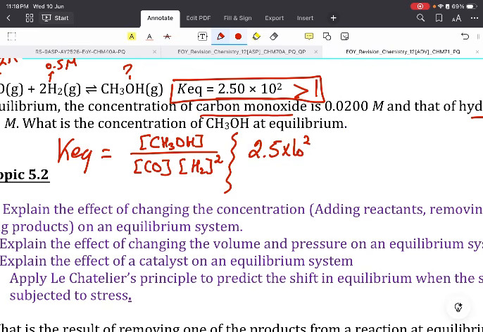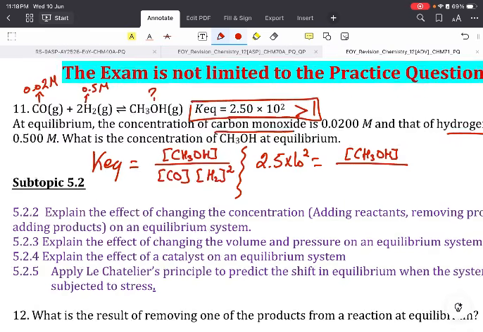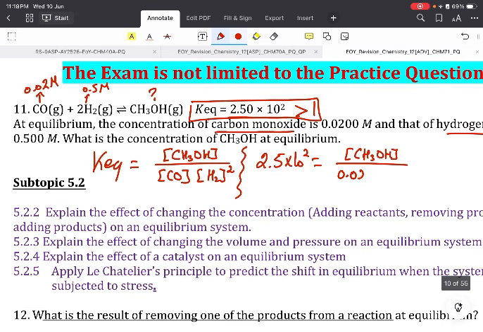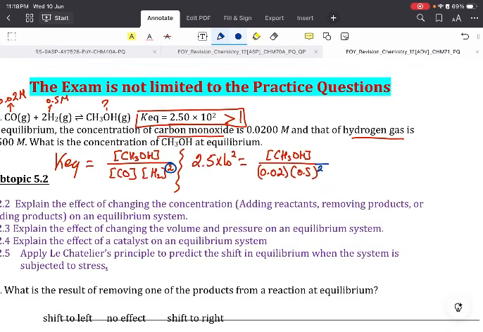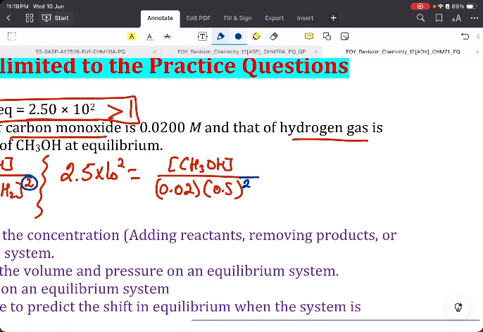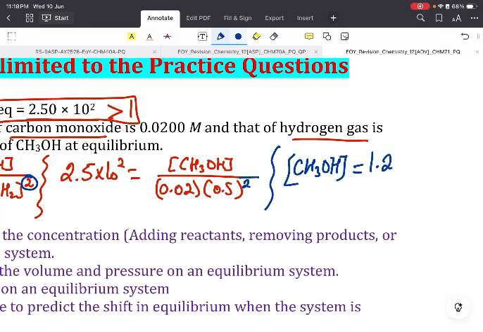So 2.5 times 10 to the power of 2 is equal to CH3OH over the CO is 0.02 and the hydrogen is 0.5 raised to the power of 2. Do not forget the power if there is any. And solving this with our calculator, we get the concentration of CH3OH to be equal to 1.25.